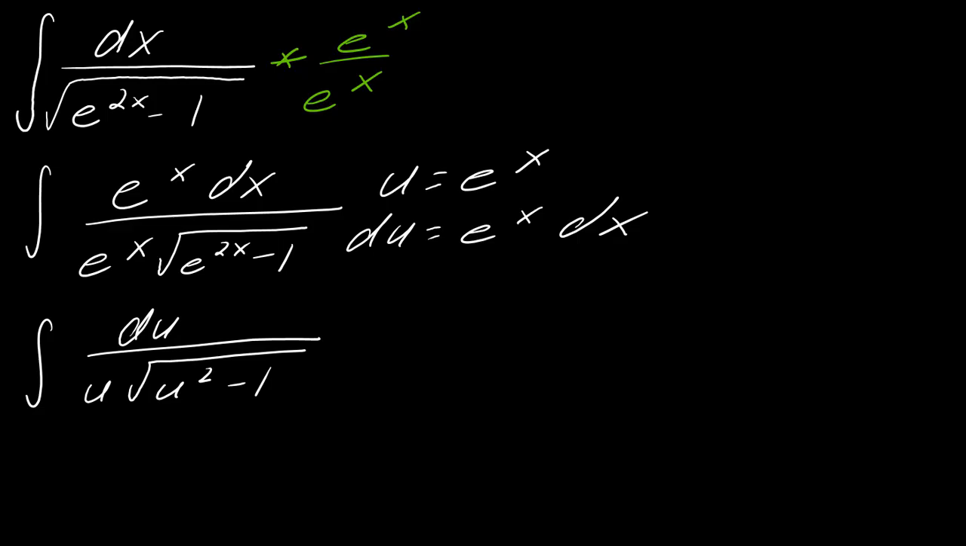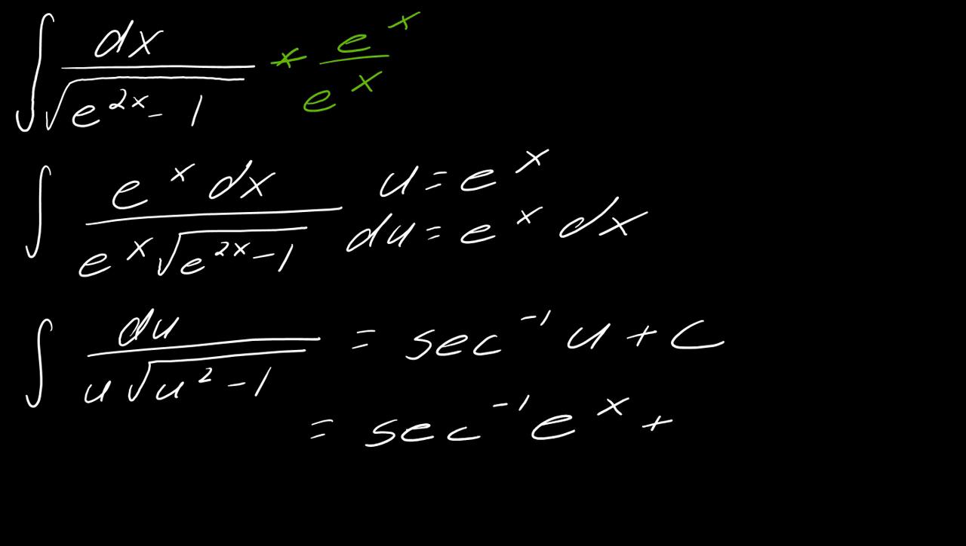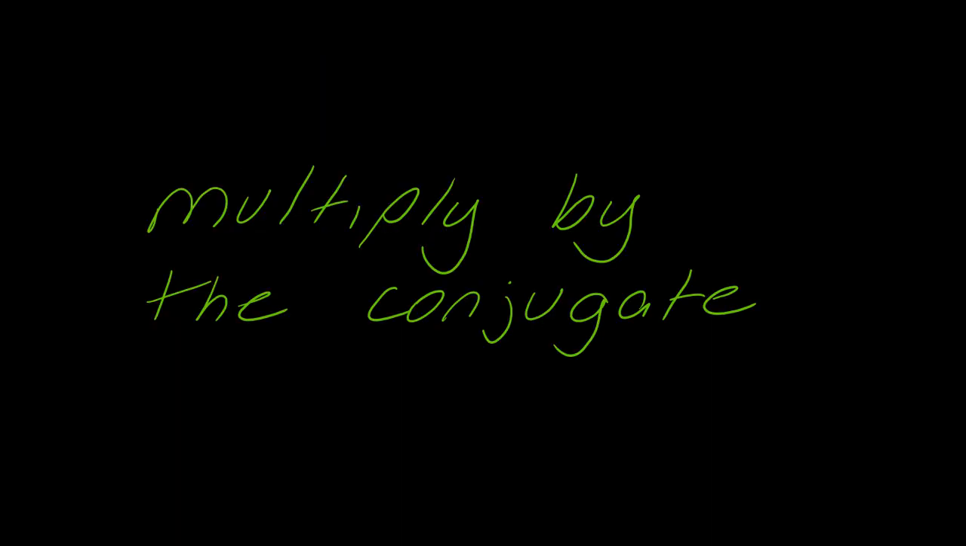So sometimes you can get inspiration by looking at some of the formulas if you're totally stuck. And a lot of times with e to the x's, you can just try multiplying by e to the x over e to the x. Maybe it will do something for you, maybe it won't. But anyways, this is going to become inverse secant u plus c. So this is going to ultimately be inverse secant e to the x plus c. And bada bing, bada boom, we're ready to go.